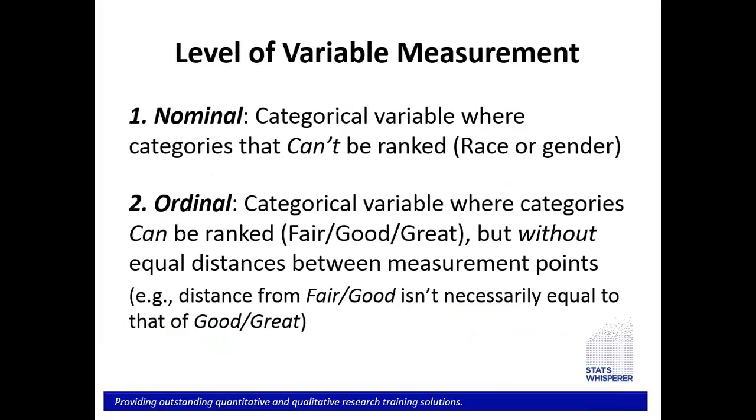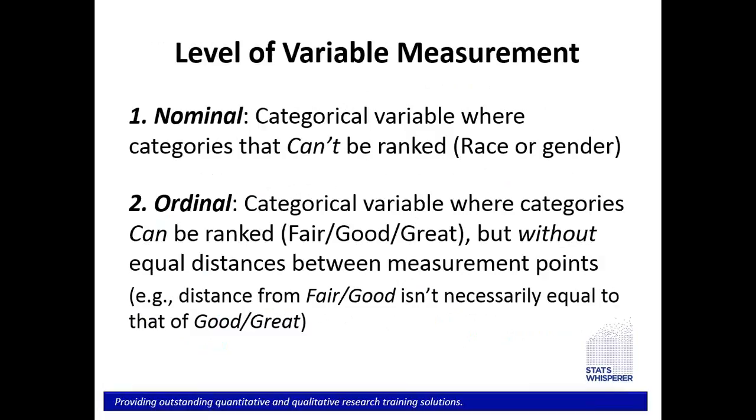So number 1, nominal. Nominal is a categorical variable where the categories can't be ranked. A good example of this is gender. There's categories of male and female, and one can't be ranked over the other. The same with race. There's racial categories A, B, C. They're different categories, but they can't be ranked one over the other. They just are the way they are.